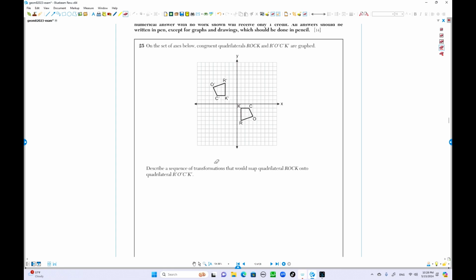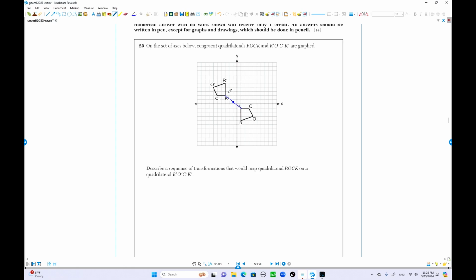Translation is not working, because in a translation the vertices stay in the same order. If this is ABCD, it's always ABCD. So this is not a translation. This is a rotation, but a rotation must have a center. Where is the center? You can use the graph over here and make the lines. The center is over here.